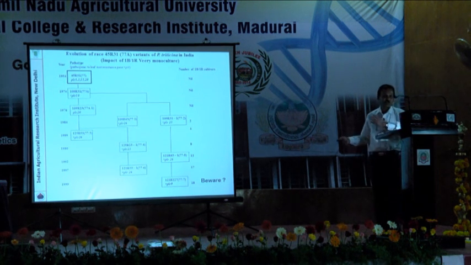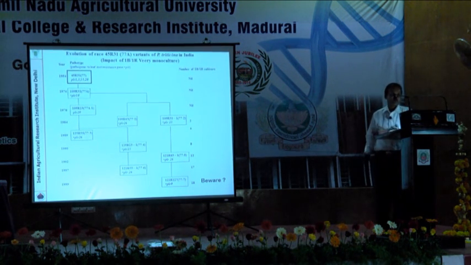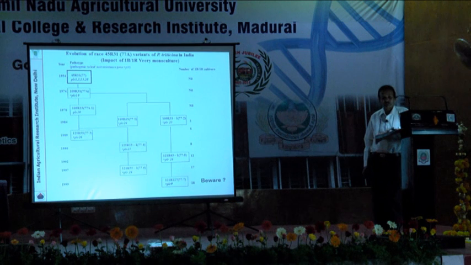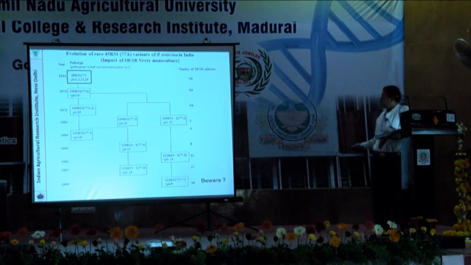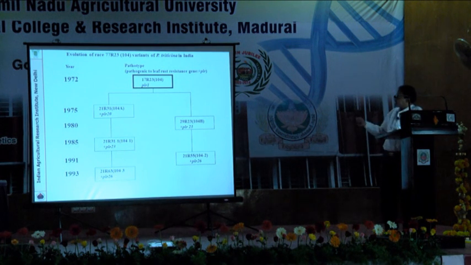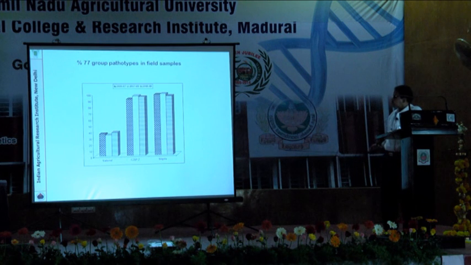Based on this, we were able to formulate a project. We have a Pathogenomics program, with TNAU as one of the partners in this program. And this is the evolution of race 77 over the period. Almost 75% of the pathotypes in the field samples are from the 77 group. Nilgiri has the maximum variability.